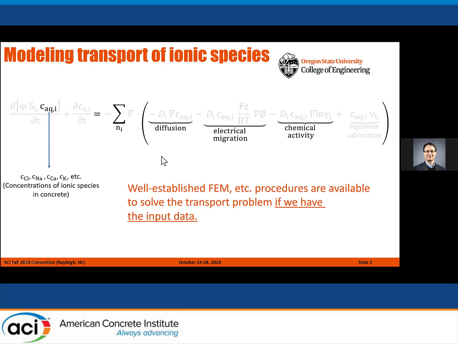Again, I don't want to go into details, but this multi-species ionic transport can involve multiple mechanisms like diffusion, electrical migration, even moisture flow advection. Again, we are not going to go into those today. The idea is that we know how to solve for the concentration of species in a concrete domain, like chloride ion concentration, sodium ion concentration, etc. The trick is that we know how to solve this equation procedurally, but we need input data. If you have the right input data, solving this equation is actually not that difficult using the right tools.